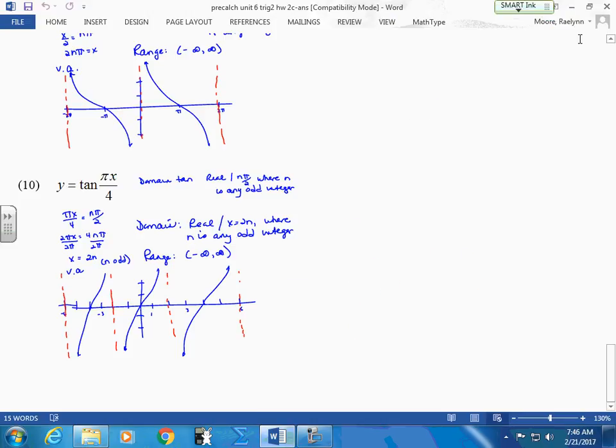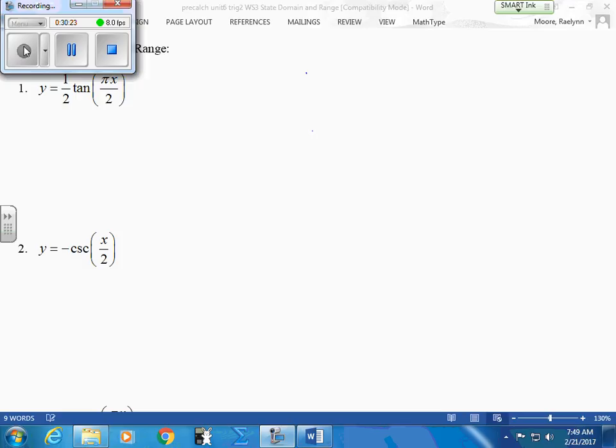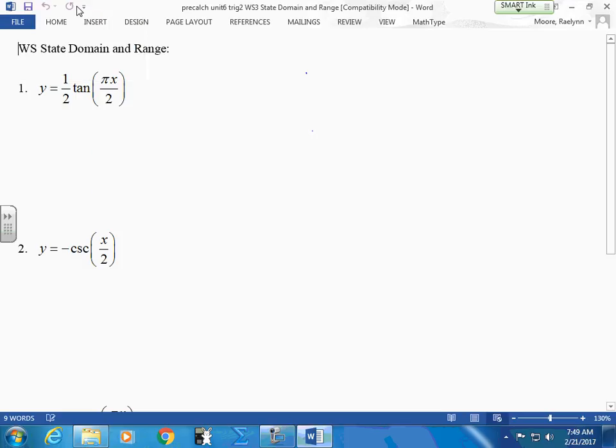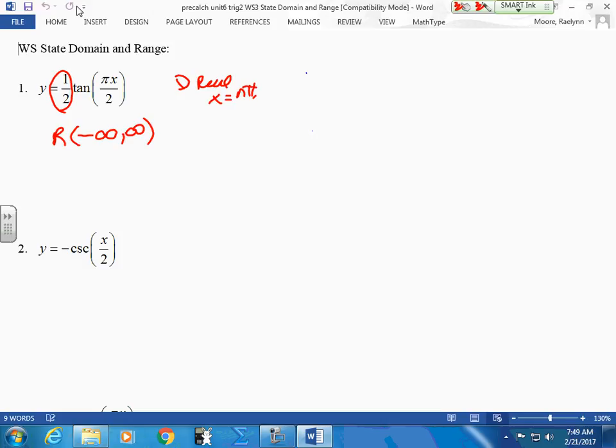Hopefully we'll figure out what is going on between. Is this 1/2 going to affect my range for tangent? So what's my range still going to be? All real numbers, negative infinity to positive infinity. My regular tangent curve says the domain is real numbers except when x is n pi over 2, where n is any odd integer. Make sure you say this. So all I want you to do is take this and set it equal to this.